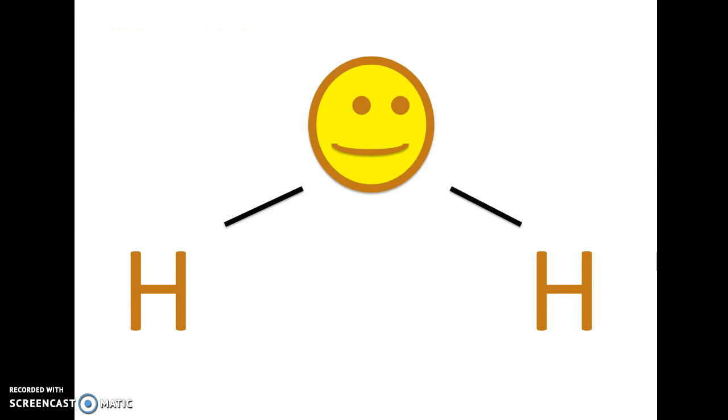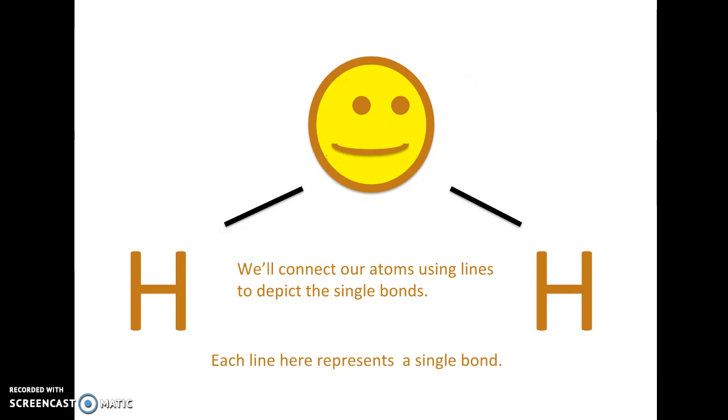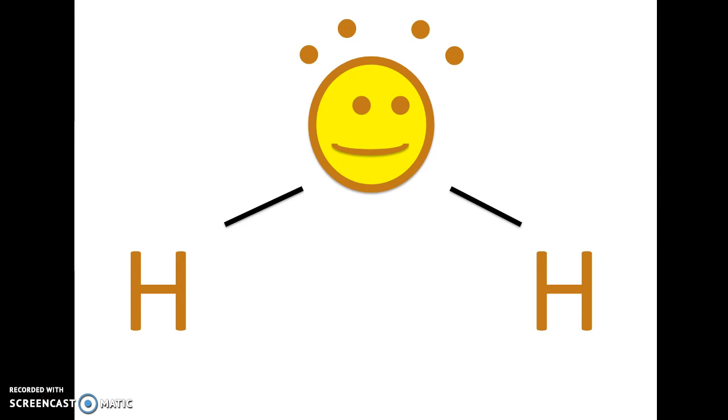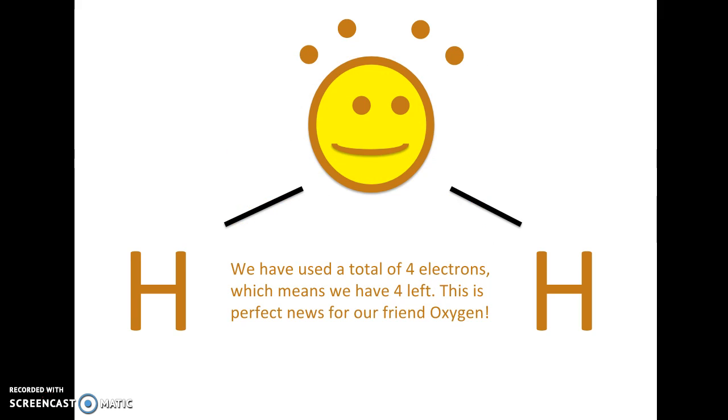We'll connect our atoms using lines to depict the single bonds. Each line here represents a shared pair of electrons. We have a total of 4 electrons, which means we have 4 left. This is the perfect news for our friend oxygen.